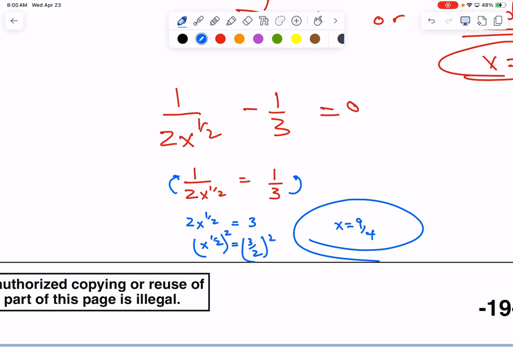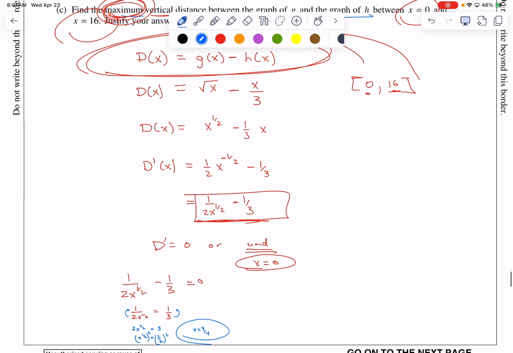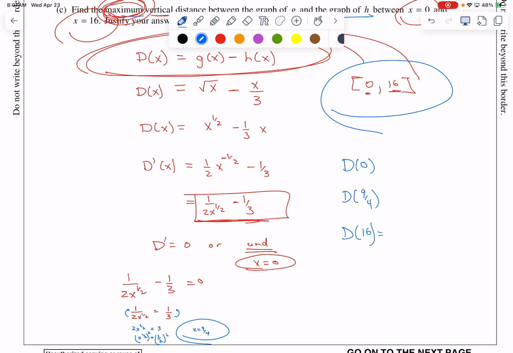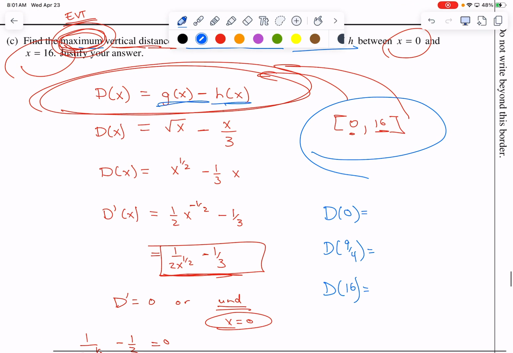So now the last point comes from you knowing what is the max. Is it going to be at 9/4? Is it going to be at 0? Or is it going to be at 16? So what you do is the candidates test. The candidates test is you test endpoints and critical values. So you got to figure out D of 0, D of 9/4, and D of 16. So you plug into the original. The largest will be the max because they wanted the max distance. So plug in, because remember, did this not represent distance between the two functions?